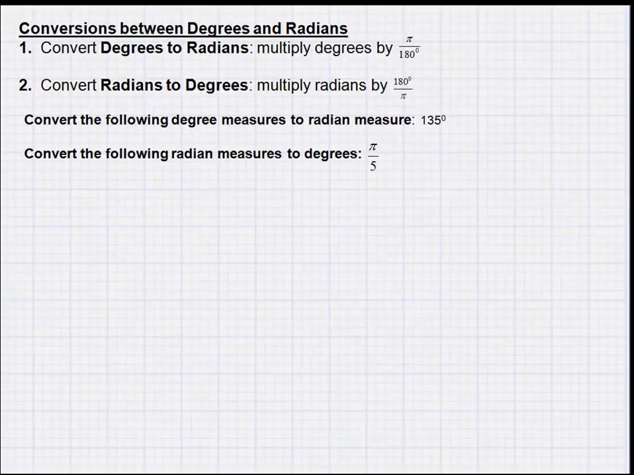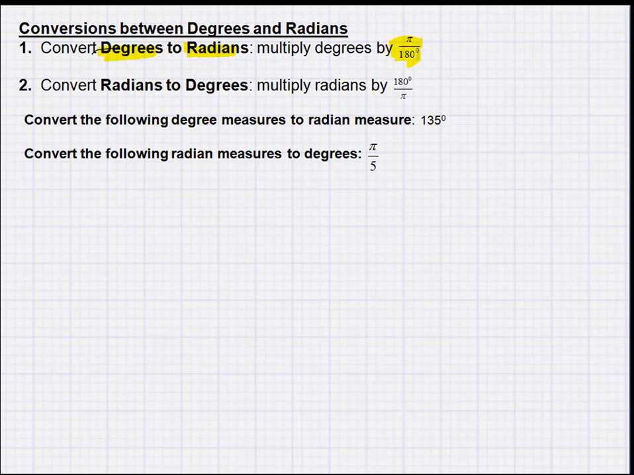In certain situations, it may be convenient to convert a radian measure to a degree measure or vice versa. You can convert back and forth between radians and degrees simply by multiplying by pi over 180 or 180 over pi. If you're converting from degrees to radians, simply multiply by pi over 180.